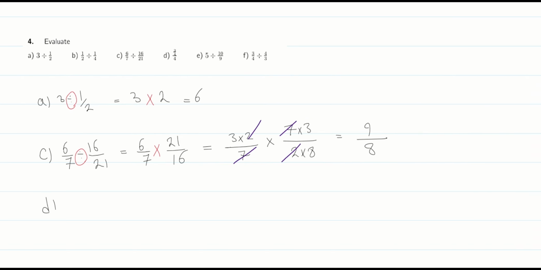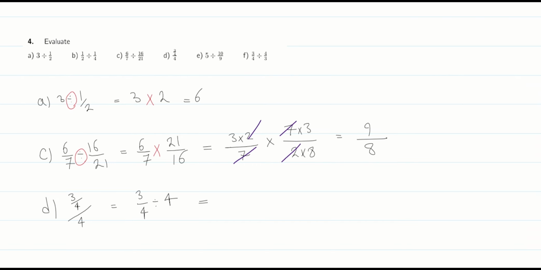Now, at the last section, let's say that we want to solve D, which is 3 over 4 divided by 4. This can be written as 3 over 4 divided by 4. So basically, we are dividing a fraction by a whole number.